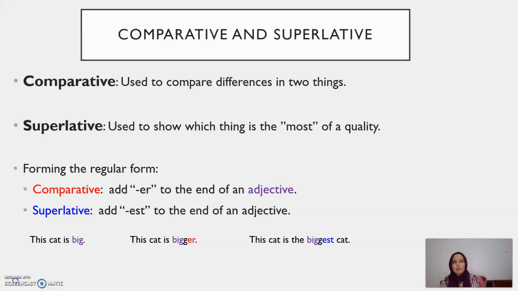To form these in the regular form, it's pretty easy. For the comparative, add ER to the end of an adjective. For a superlative, add EST to the end of an adjective. Let's look at some examples. Imagine a cat. This cat is big. This cat is bigger. This cat is the biggest cat.